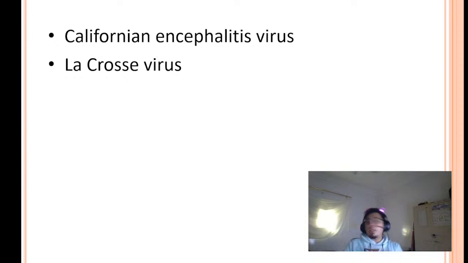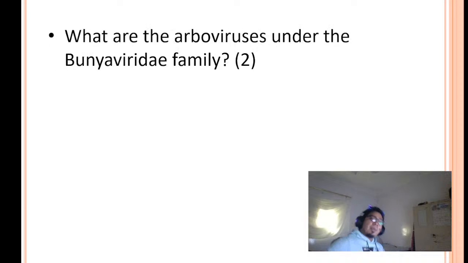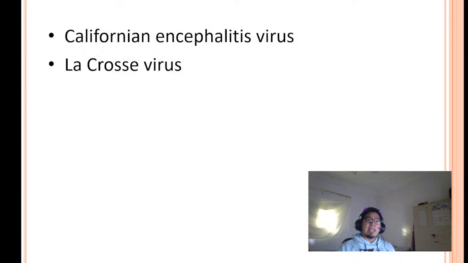Well, it was first discovered. The family of those viruses was first discovered, but again, throughout history they still discover that there are some viruses related to the Bunyaviridae family, and that's how they named them: the California encephalitis virus and the La Crosse virus. Okay, so those are the arboviruses that are transmitted by insects.